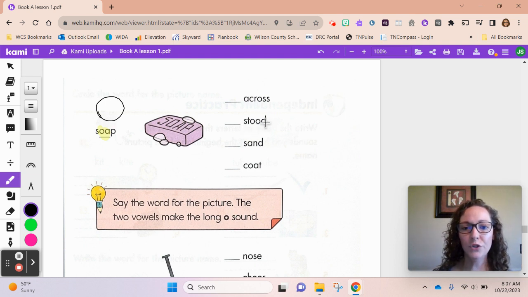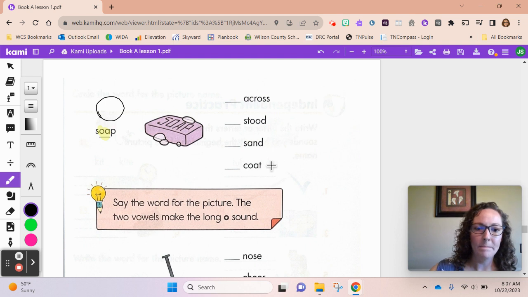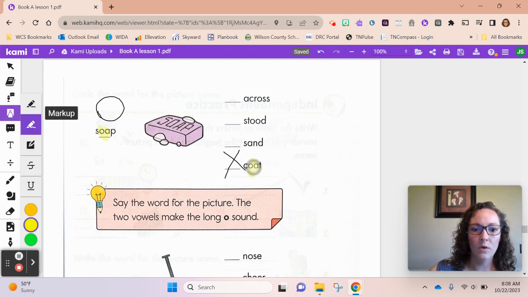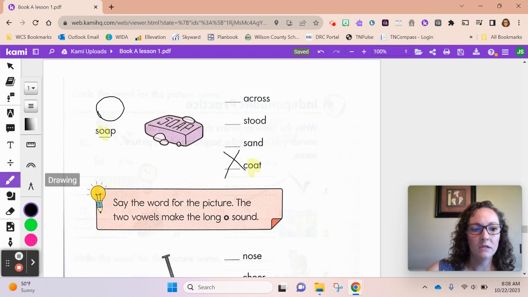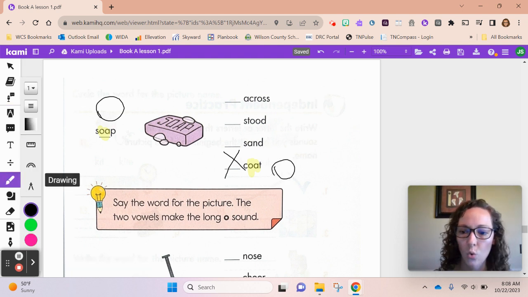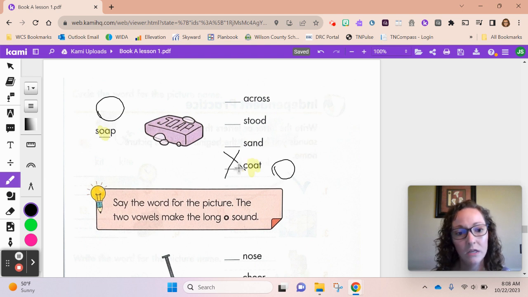This one, stood, O. Those aren't the same. This one, sand. It doesn't even have an O in it. So no, it's wrong. And then this one, coat, O. This, because we have our OA making it say O. And actually, they're the exact same vowel digraph, so that should have been a big clue.